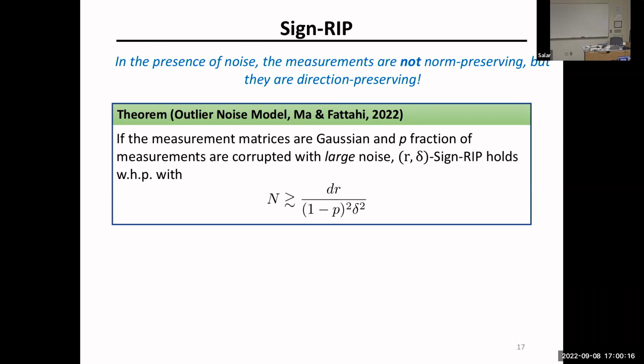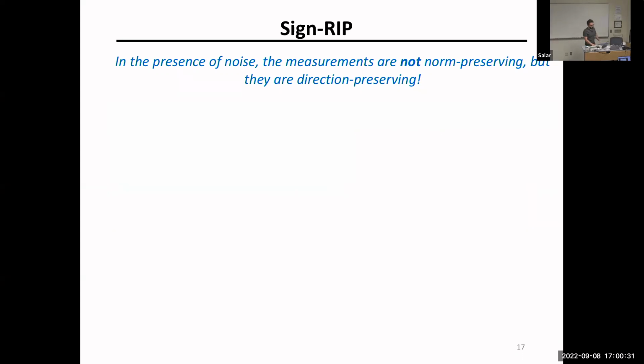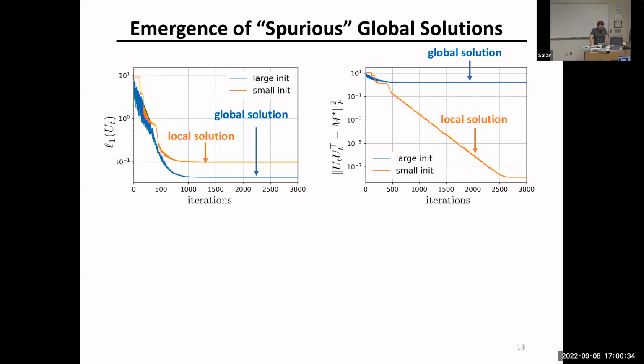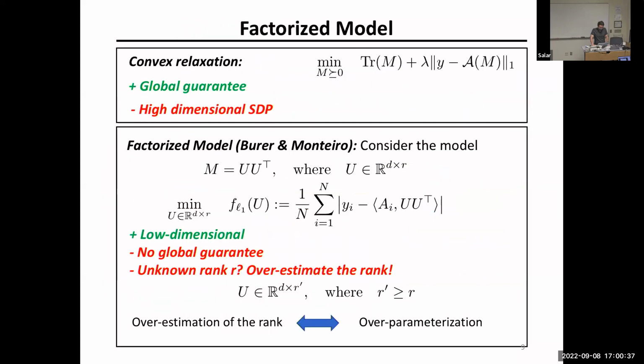I hope that it's clear now. So the measurements are the A_i. Going back to the model, this A_i, and the curly A is just a linear operator that captures the A_i inner product with its argument M. We need some special A_i that satisfy sign RIP. Yes, very good point.